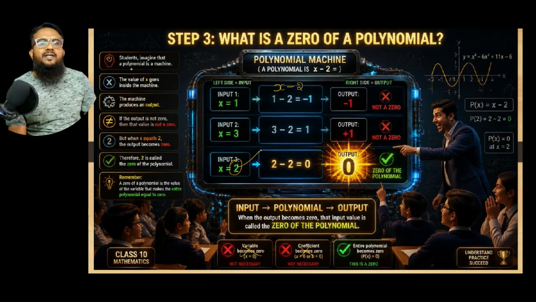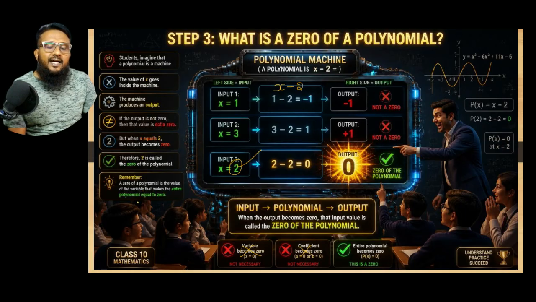See, students, imagine a polynomial is a machine. The value of x goes inside the machine and the machine processes an output. If the output is not 0, then that value is not a zero. But when x equals 2, the output becomes 0. Therefore, 2 is called a zero of the polynomial. Remember, a zero of a polynomial is the value of the variable that makes the entire polynomial equal 0.